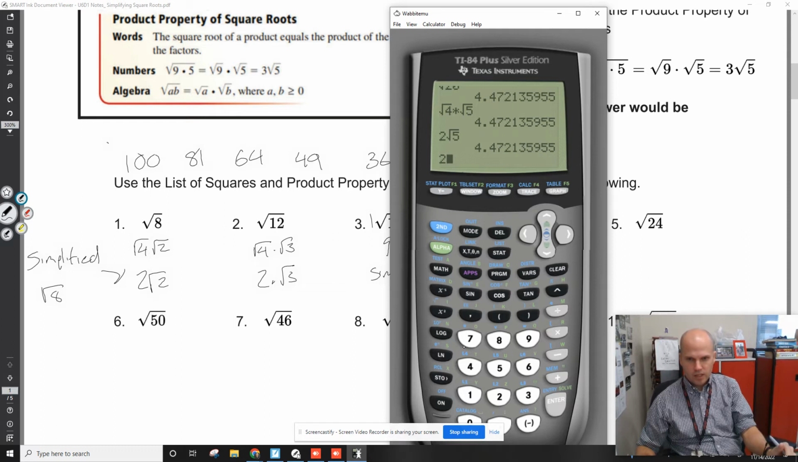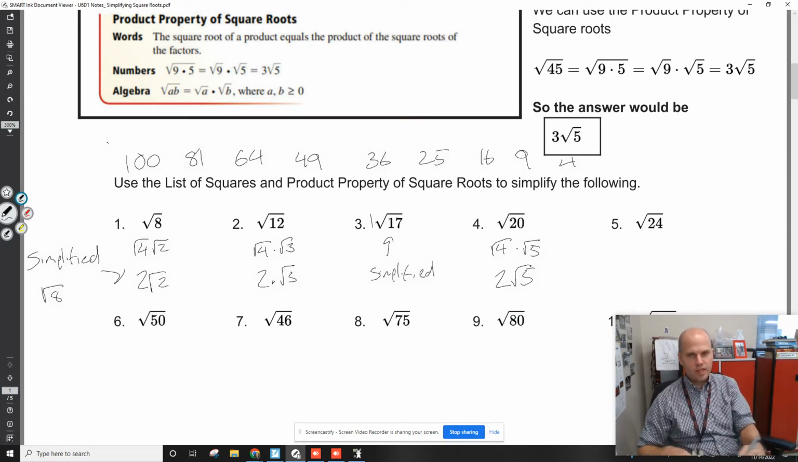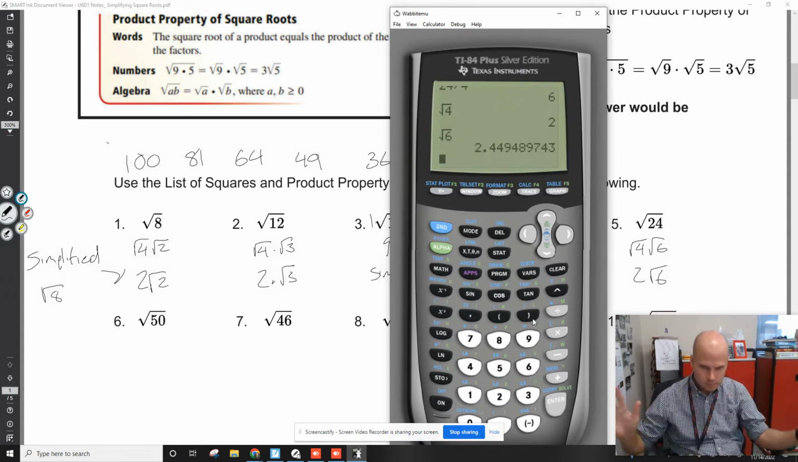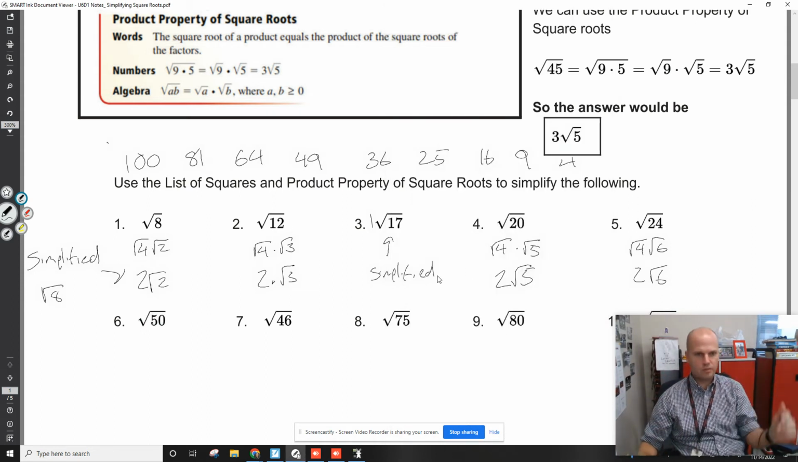24. Try 16. Try 9. Try 4. There it is. Root 4 root 6. You can type that into your calculator. The square root of 4 is 2. The square root of 6 cannot be done. I could take the square root of 4, get a whole number. I can't take the square root of 6. Okay, there's no whole number times itself that gives us 6, so I've just simplified.